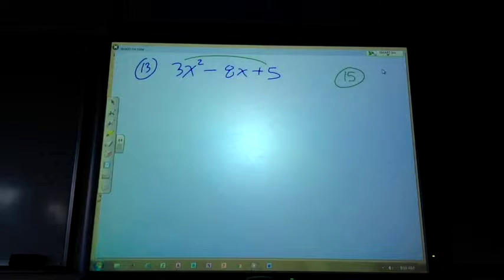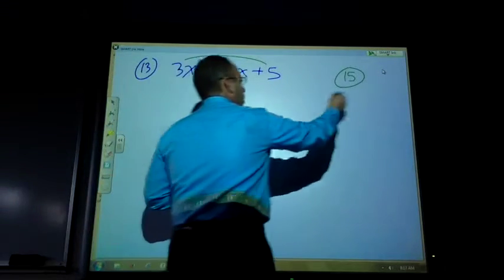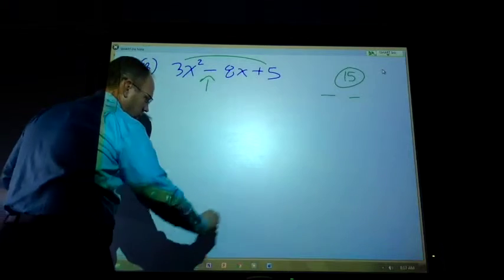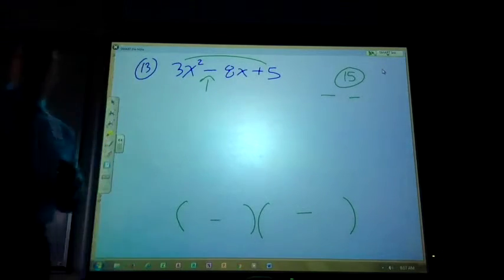And what sticks out for us? The minus on the 8. This right here is going to tell us, hey, both of the signs here have to be negative. So I'm going to create my parentheses down here, negative, negative, and let's figure it out.